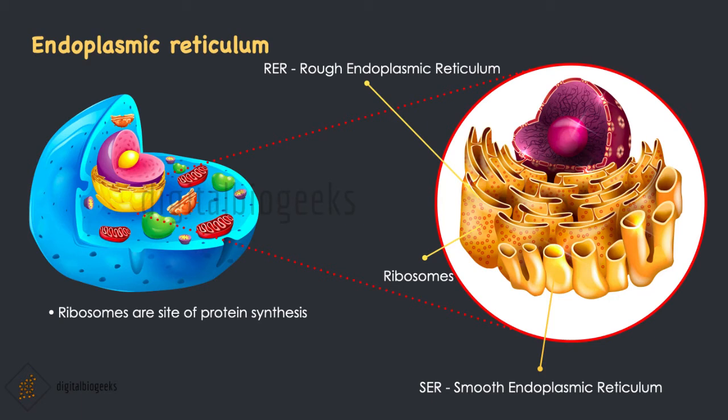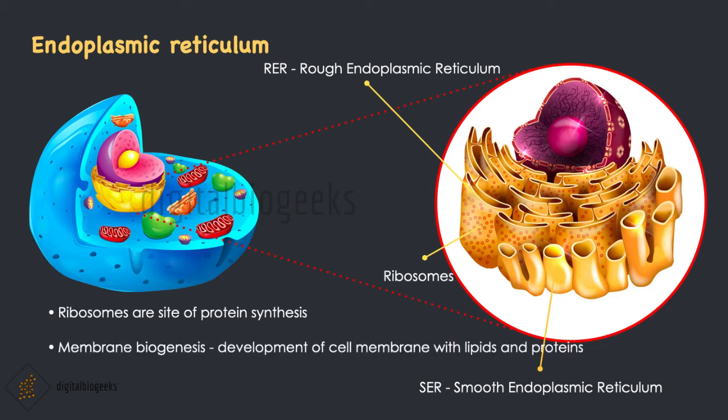Some of these proteins and lipids help in the development of the cell membrane or plasma membrane. This process is called membrane biogenesis. What is membrane biogenesis? It is the development of the cell membrane by the proteins and lipids synthesized by the smooth endoplasmic reticulum. As a result of membrane biogenesis, a cell membrane is formed, and this cell membrane will help in the division of the cell.